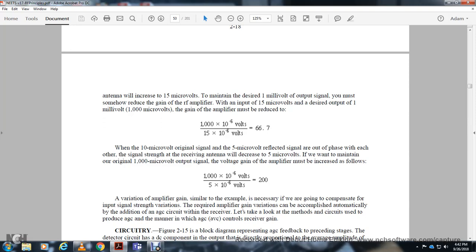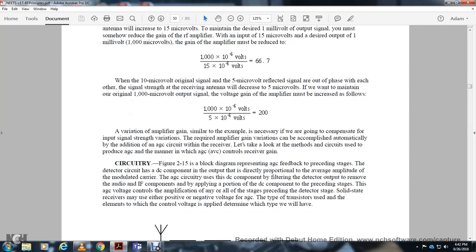Let's take a look at the method and circuit used to produce the automatic gain control voltage, the manner in which automatic gain control, or automatic volume control, receivers adjust gain. Figure 2-15 is a block diagram representing the automatic gain control feedback. In the detector circuit, the DC component of the output is directly proportional to the average amplitude of the modulated carrier, and is used for the automatic gain control circuit.